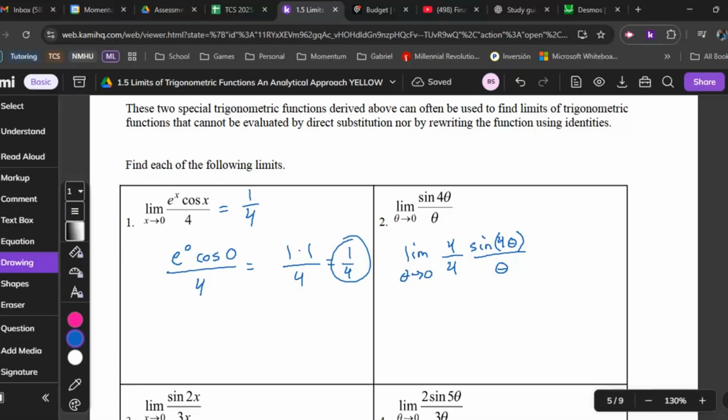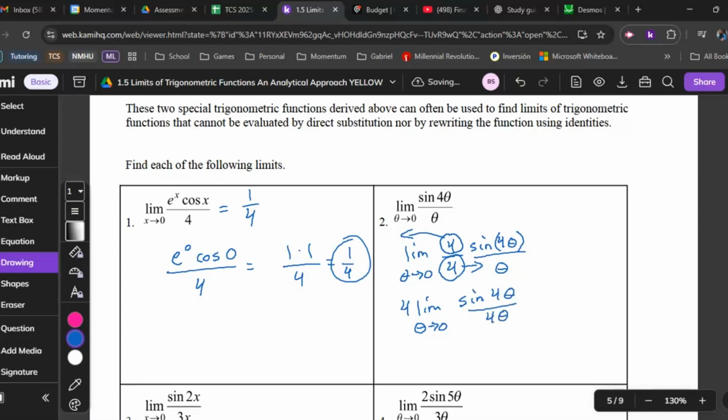Could I write 4 over 4 as 4 times 1/4? Means the same thing. So what I'm going to do is take this part of it and put it out here, and this part and slide it underneath. I didn't change anything. I'm still doing 4 times the limit as theta approaches 0 of sine 4 theta over 4 theta.